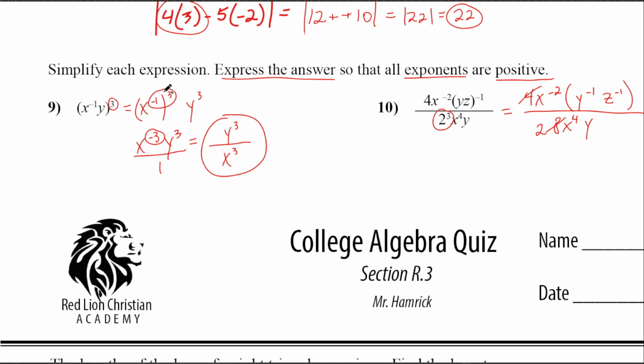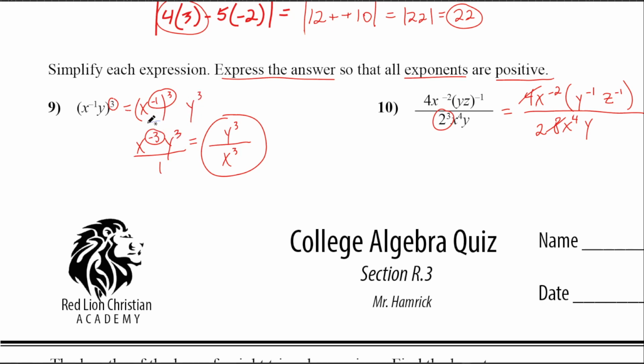And you just have to know the rule. This is called the power rule. This is when you have an exponent being taken to another power, you multiply those exponents together. Negative 1 times 3 is negative 3, so it's x to the negative third. I don't really do anything to that y cubed, so I just drop it down.